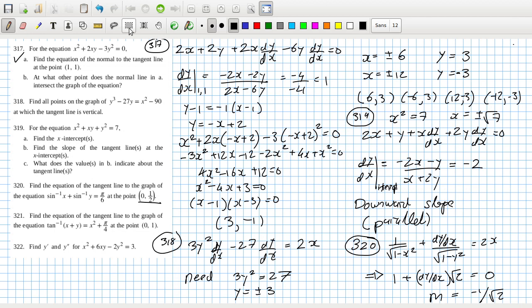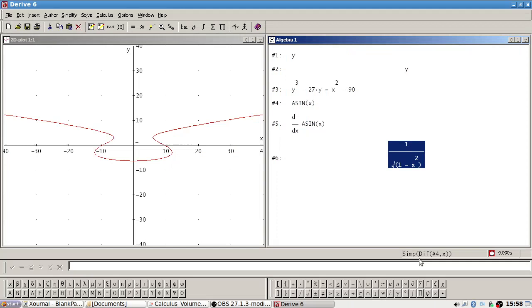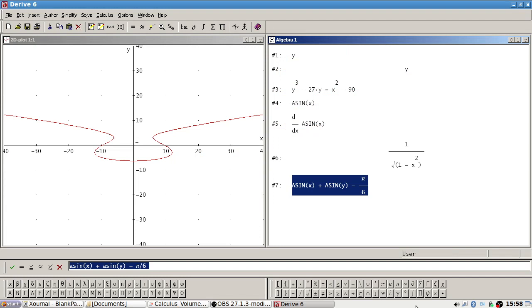I need a bit more space here. So y minus y1 equals m times x minus x1. So y will be minus root 2 over 2 x plus a half. Let's check the answer. Sine x plus sine y minus pi over 6. What is it now? Implicit differentiation, wasn't that it?